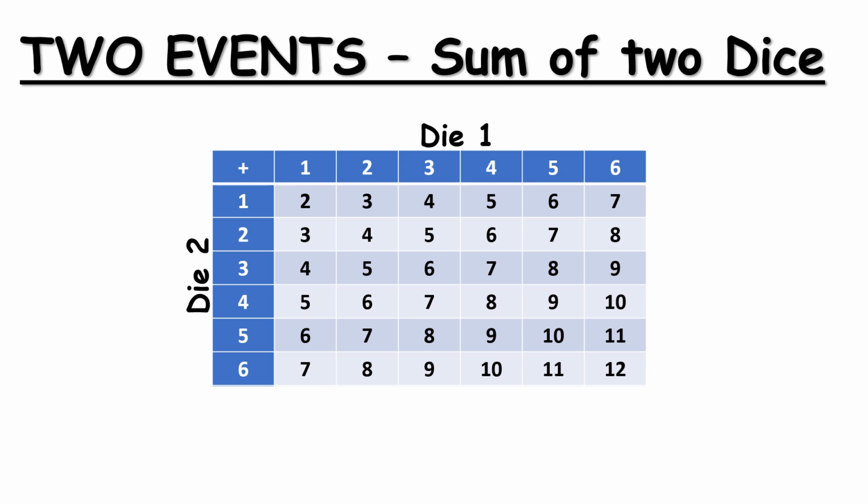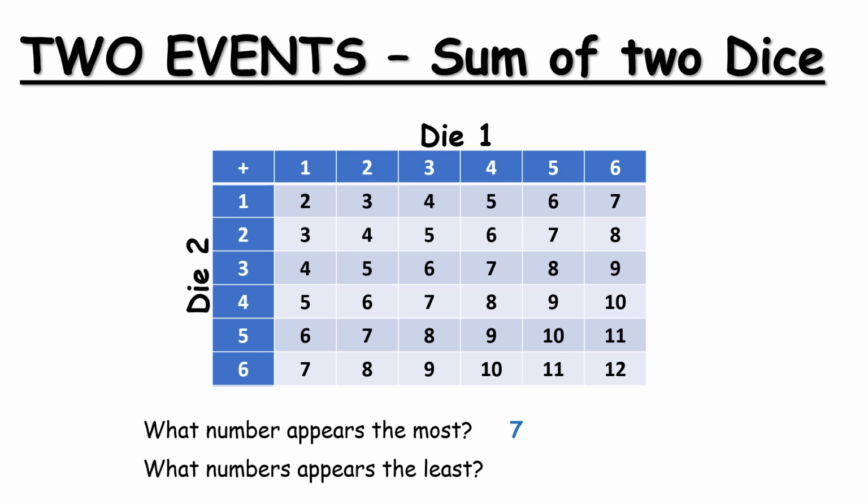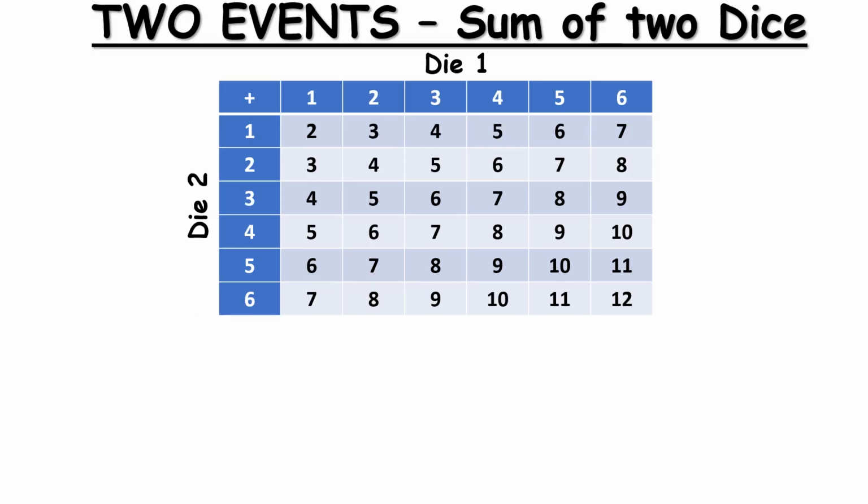So the numbers that are less common would be 2, because there's only one way to get that, a 1 and a 1, and 12. So there's only 1, 6 and 6. So there's only one way to get that. So this helps us get a better idea of a question that's more complicated. Here, 'and' or 'or' is not going to be able to help us. So what number appears the most? It's 7. And the next time you're playing a game, keep an eye out for that. Is 7 coming up more than maybe other numbers? So what numbers appear the least? Well, 2 and 12. So let's look at more questions.